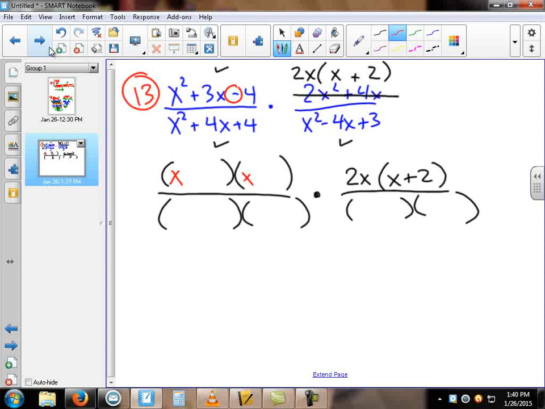The 4 is negative, which means I'm going to have different signs, so plus and minus. What are the factors of 4? I have a difference of 3. Hopefully you know that's 1 and 4. And I just need to make sure that I get a positive 3, which means start with a big 4 and just have a subtract 1.